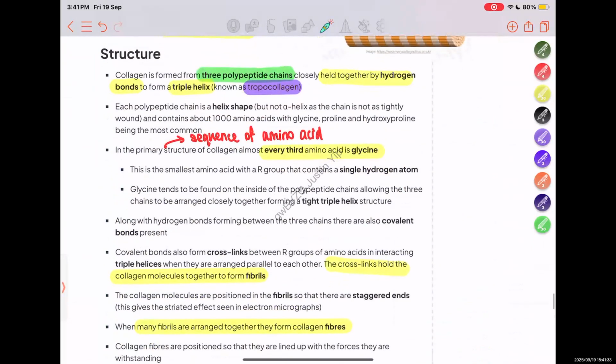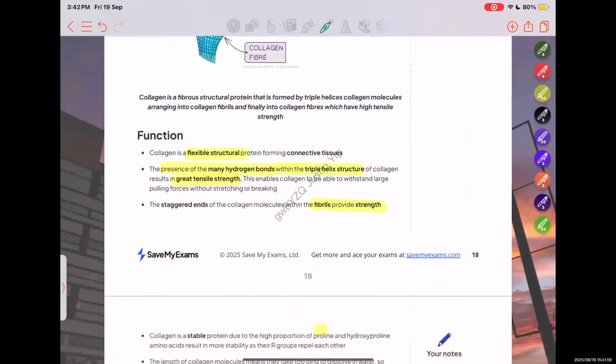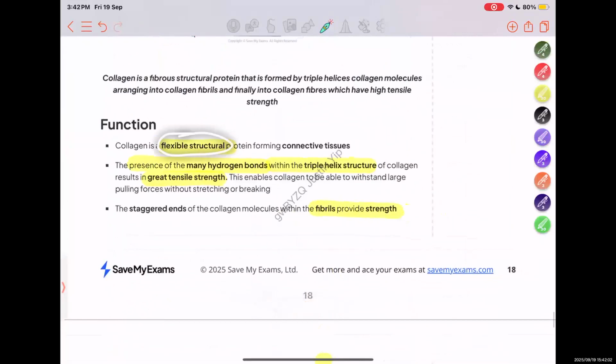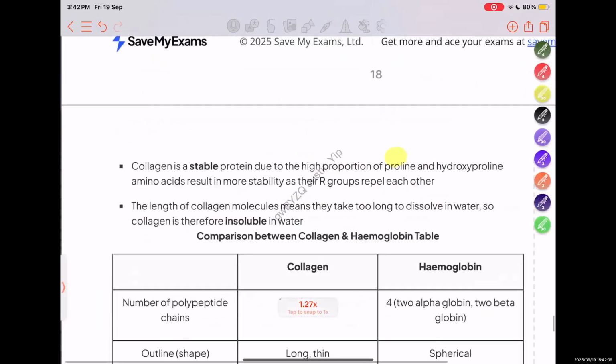Okay, I do a summary. They are held together by hydrogen bonds to form a triple helix structure. They also have covalent bonds that form cross-links between your R groups, and they hold together to form fibrils. Fibrils arrange together to form fibers. This is the collagen part. Collagen is flexible and has high tensile strength, the fibrils provide strength to the structure, and they are relatively stable.